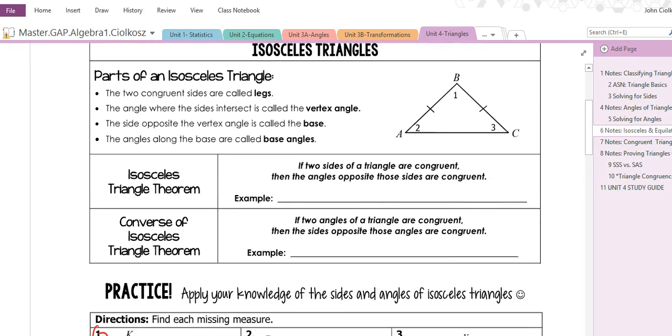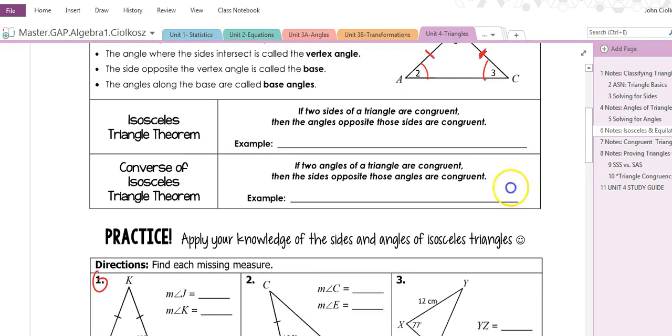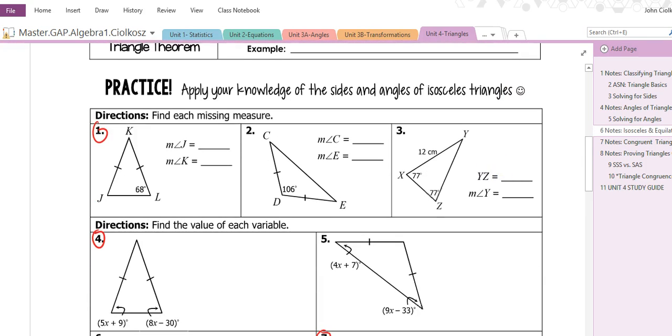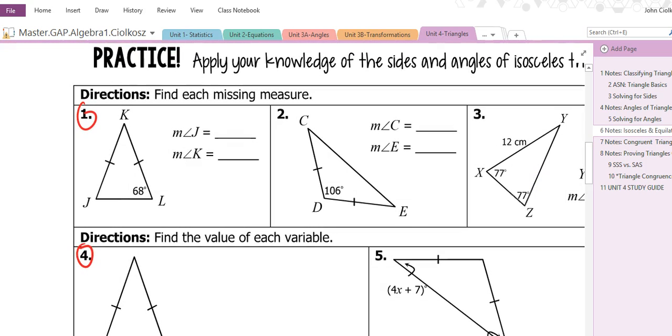Now, what this is basically saying is, if these sides are the same, the bottom angles are the same, or the angles below them. So if these are congruent, the angles are congruent. If the angles are congruent, then the sides have to be congruent. Alright, so let's see. These are the same, so if this is 68, boom, also 68. So J, 68, K, let's call it X. It means if I add them all up, they gotta equal 180.